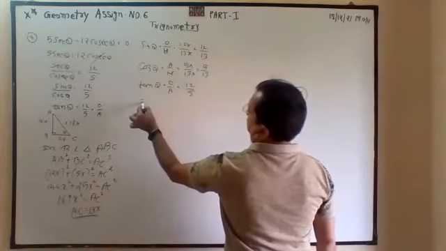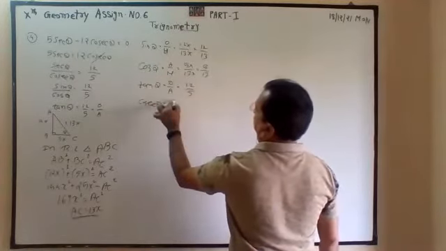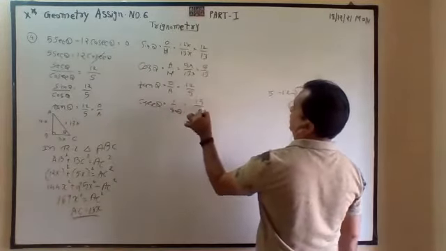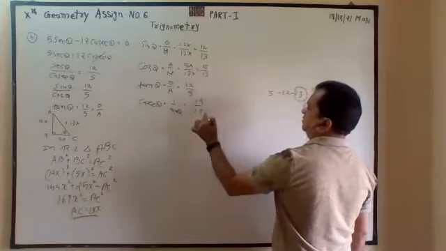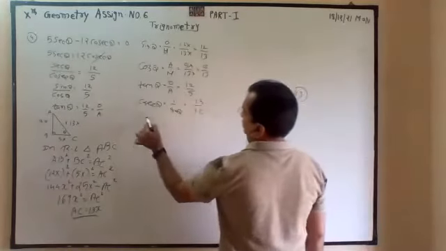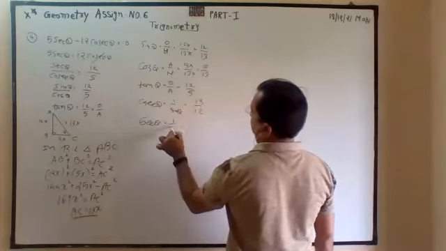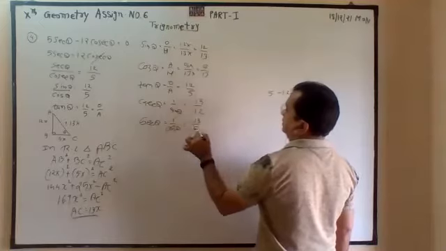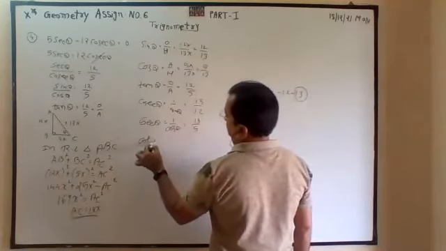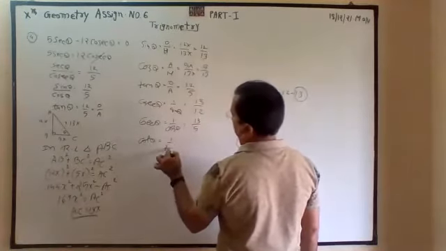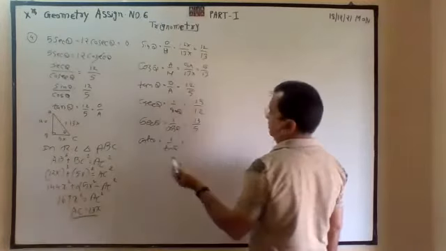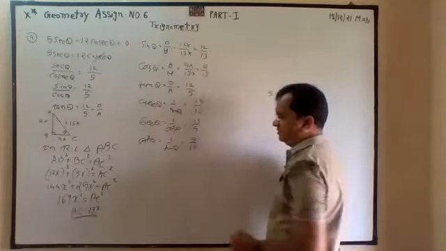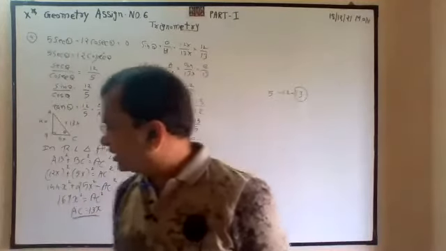Now inverse. Cosec theta is 1 by sin theta. So directly you can write 13 by 12. No need to write the ratio form. Sec theta is equal to 1 by cos theta, 13 by 5. Cot theta is equal to 1 by tan theta, or you can say cos by sin. So tan inverse is 5 by 12, like that. Correct?